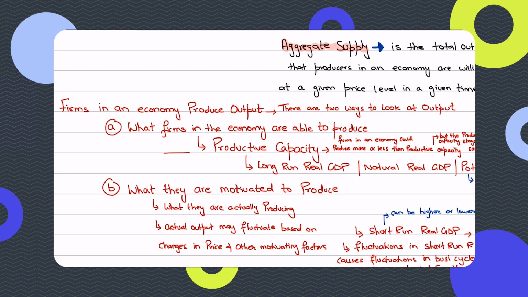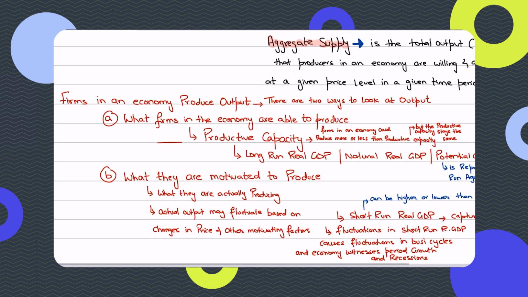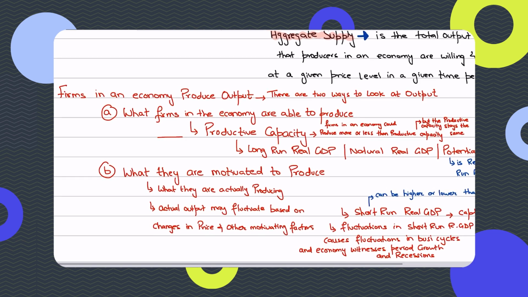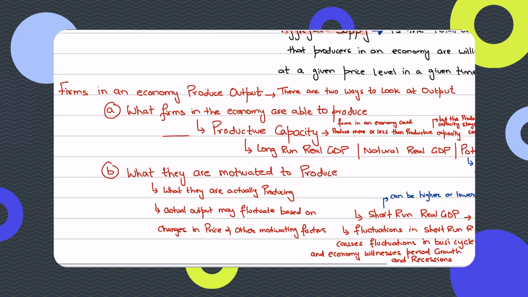When we talk about firms in an economy producing output, there are actually two ways to look at output, and I want you to understand this very carefully, because I'm going to be introducing this. There are probably a few of you who have already studied economics before or in college who might understand what I'm trying to say over here.